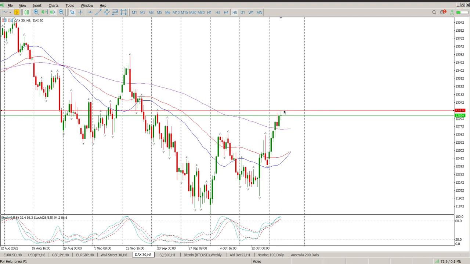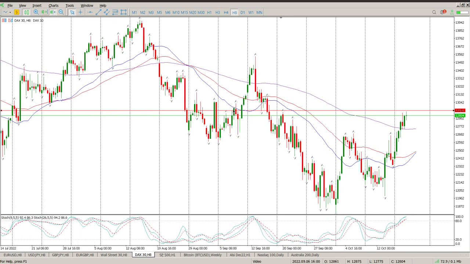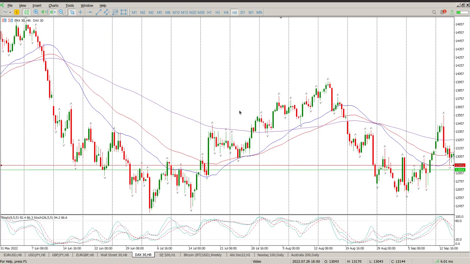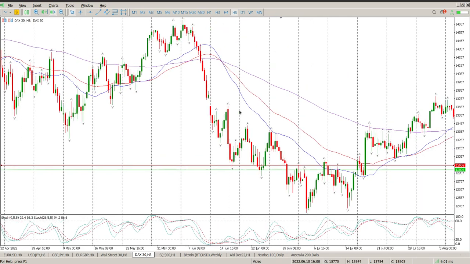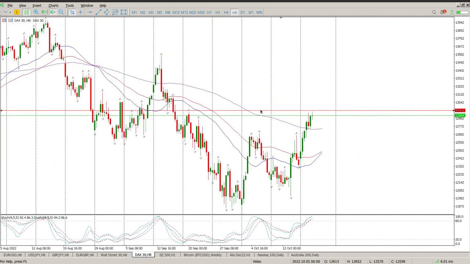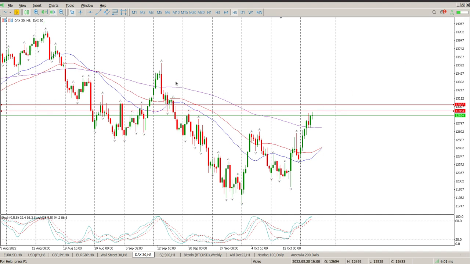This level that I have here is very, very significant. If you just scroll to the left, you'll see and understand why. There's a lot of interaction at that level, so I'm paying very close attention to that. And obviously we need to put our next level in, and the next level to the upside is going to be this area right here. So that's our zone, and we'll get to what the actual numbers are on the lower time frame.